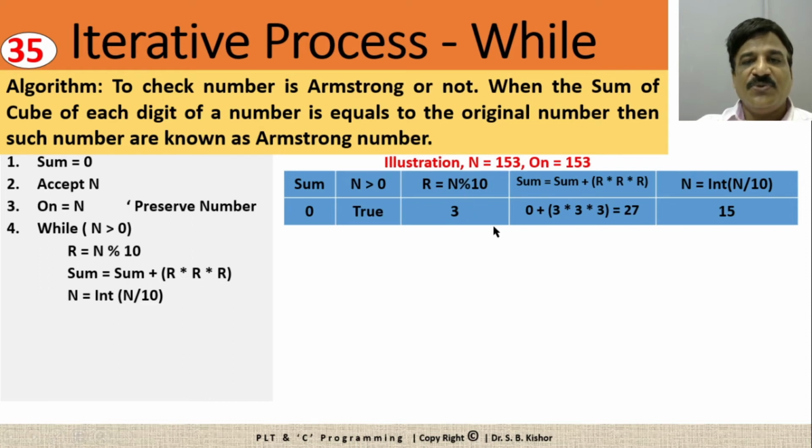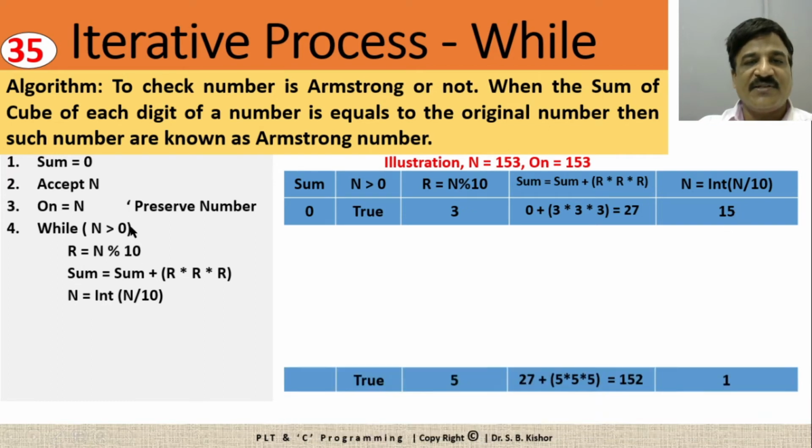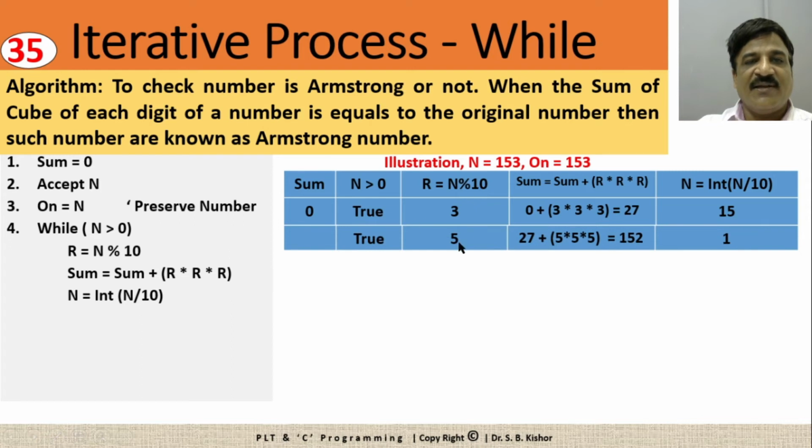Now what you need to do, you need to find out the cube of each digit. So 3 into 3 into 3, that is what, 27. And you need to find out the sum of cube of each digit. So initially what is the value of sum? 0. 0 plus 27, so overall result is what? 27. Now 153 divided by 10, it's what? 15.3. So integer of that, 15. Now 15 is greater than 0. Yes, condition is true. So 15 mod 10, it's 5.